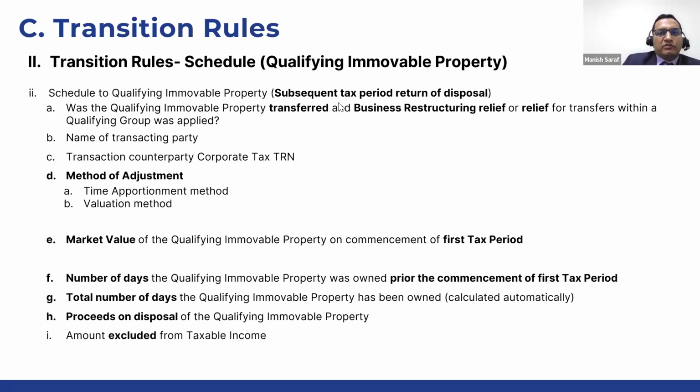So there are two methods for the immovable property. One is the time proportion method, another is the valuation method. And there are certain details you need to have: the market value as on 1st January 2024, the first tax period, and the number of days of holding that immovable property before the first tax period and after the first tax period. The reason is that you will exclude the gain prior to the first tax period, so the number of days of holding prior to it should be known. The portion pertaining to the current tax period, 2024, is taxable.